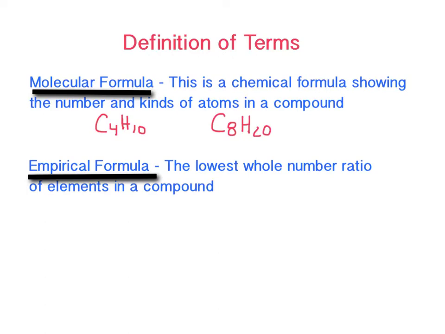An empirical formula, though, is related to these, but it's the lowest whole number ratio, or the simplest ratio, of the elements in a compound. So for example, this C4H10 could reduce down to simpler forms, and so that would reduce down to C2H5 because both of those subscripts are divisible by 2. And so this would be the empirical formula for this molecular formula. And if you look at this one, 4 would go into each one of these, and it would reduce down also to the same empirical formula. So these both have the same empirical formula, C2H5. Although these are not the same compound, they have the same ratio of carbons to hydrogens.